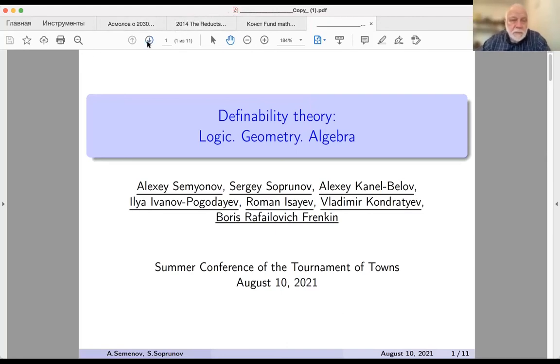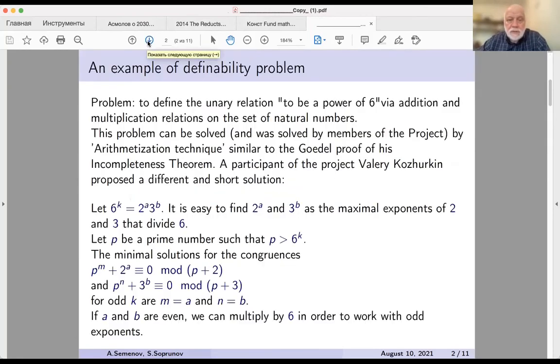I'll start with an example of what definability is. This example is one of the problems for our participants to solve. The problem was how to define in what's called arithmetics, the structure of natural numbers with relations of addition and multiplication, a power of 6.